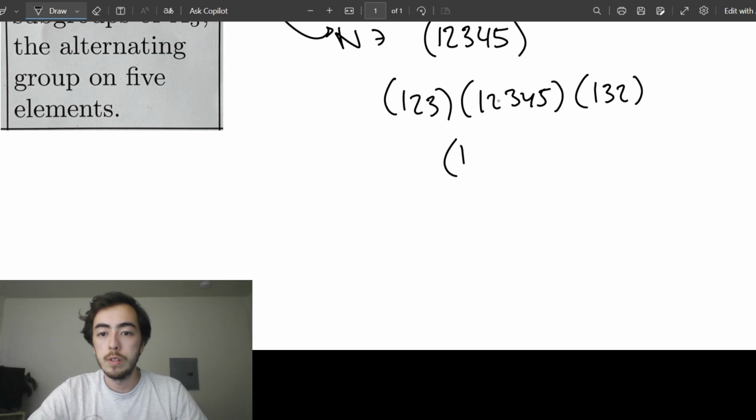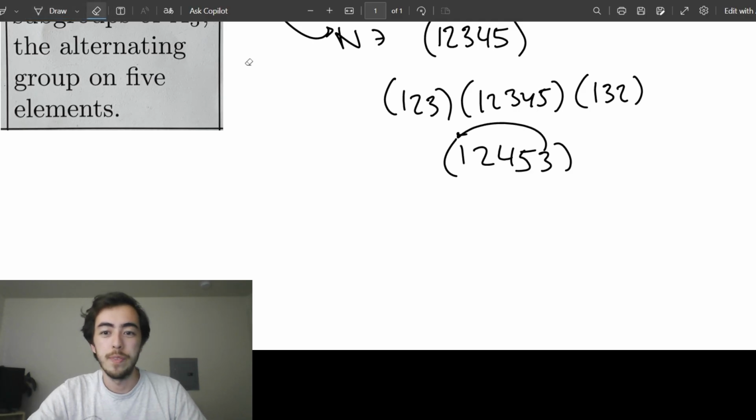1 goes to 2, 2 goes to 3, 3 goes to 2. 2 goes to 3, 3 to 4, 4 goes to 5, 5 goes to 1, which then goes to 3, and then hopefully 3 goes back to 1, 3 to 1, 1 to 3, and then, wait a sec, 3 to 1, 1 to 2, there it is, and then 2 goes back to 1.